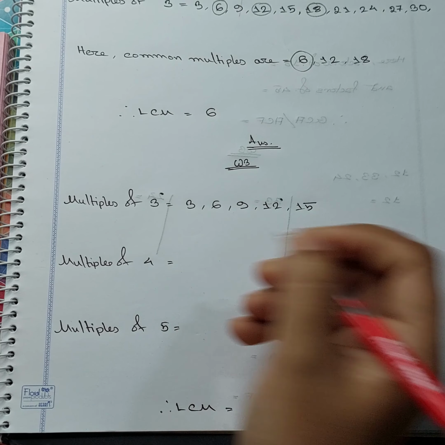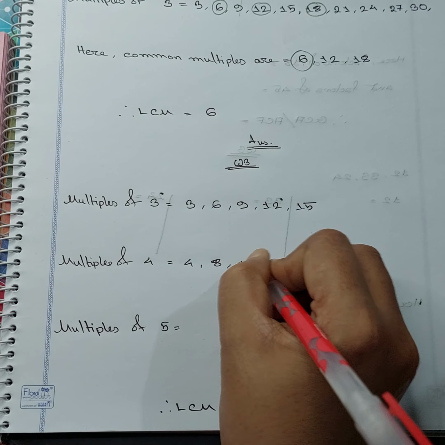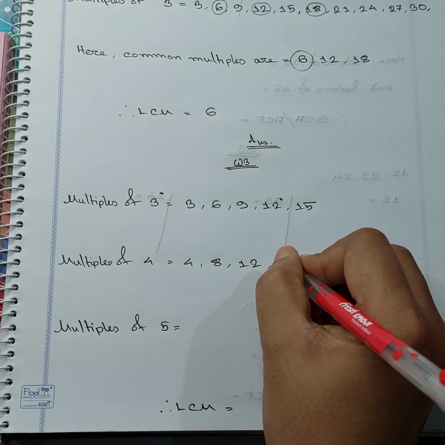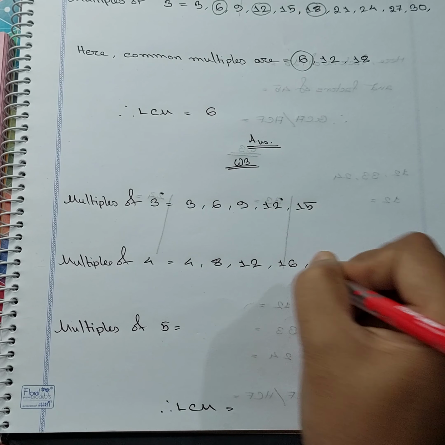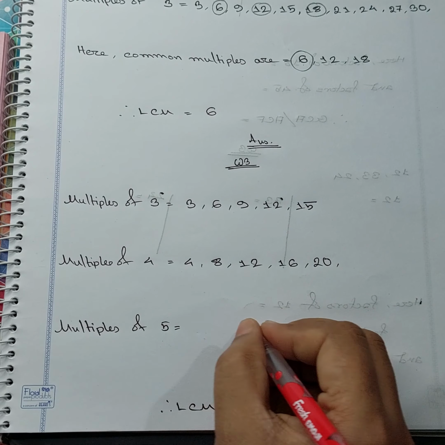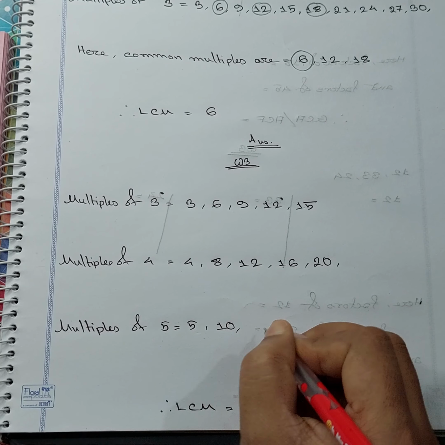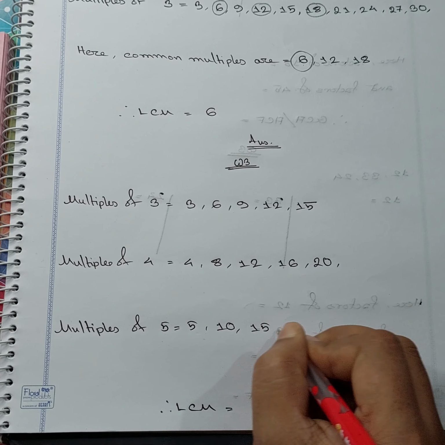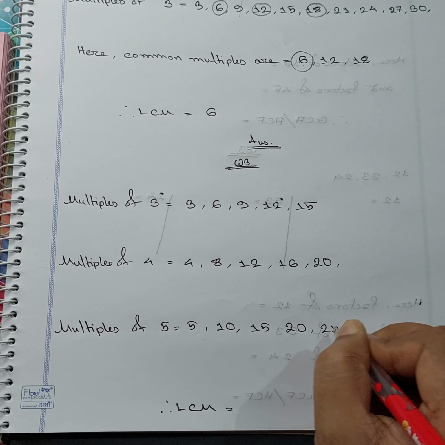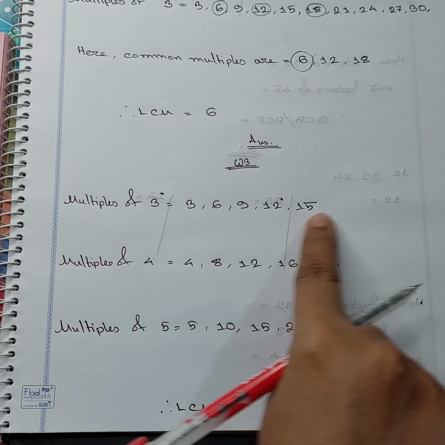Let's go for 4. 4 is supposed to have 4, 8, 12, and what is this? It's supposed to be 16, another one, 20. And for 5, this one you don't have to do the times table, right? This one is so easy. You don't need to do the timetable. So as you can see, 5 here, 5 there, and 5 there.